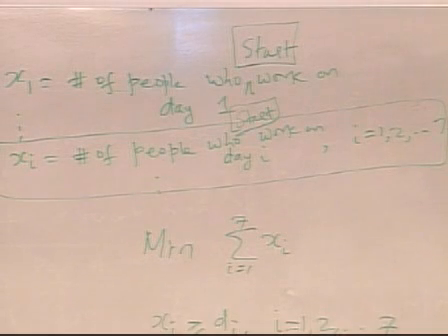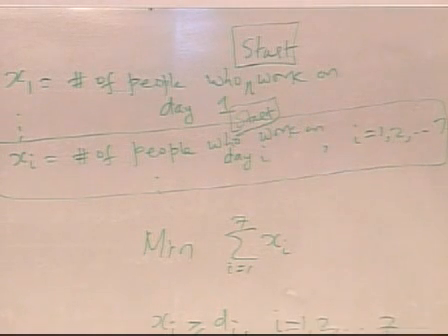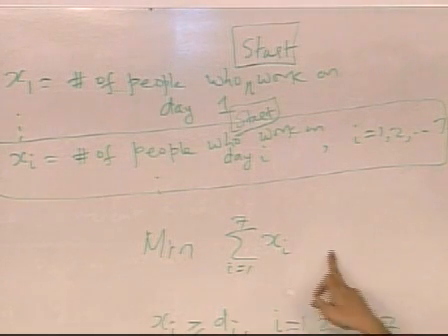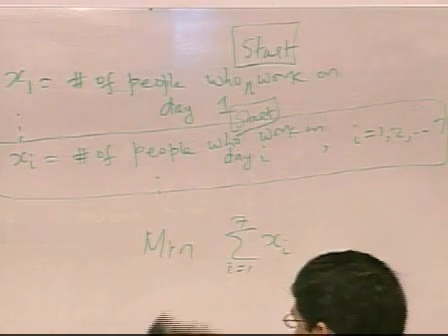Then, of course, any person starts work someday, so this is the right objective function. Because you look at anybody you hire, he has a shift starting on a particular day, and then he'll show up for work for the next 5 days. So that's the right objective function, but the constraints are now going to be different.